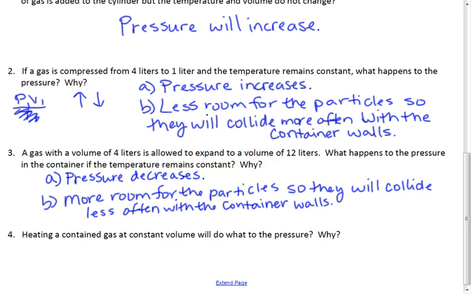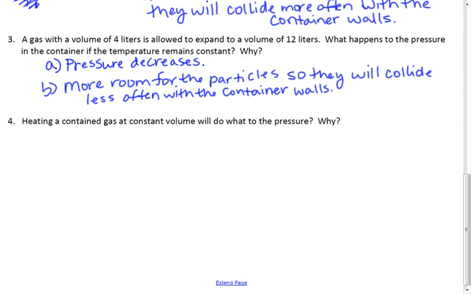Number 4, you're heating a gas. So that means that our temperature is increasing, and we want to know how it's going to affect the pressure. So remember, pressure and temperature are directly proportional. When one goes up, the other one goes up as well. So temperature goes up, pressure increases along with it.